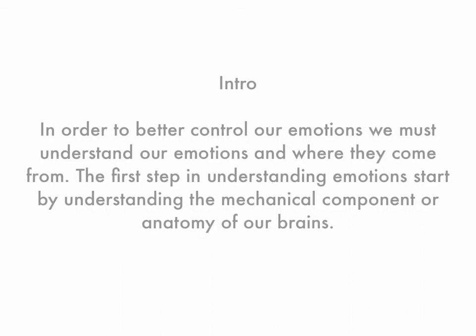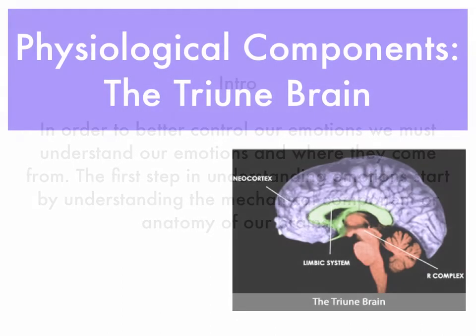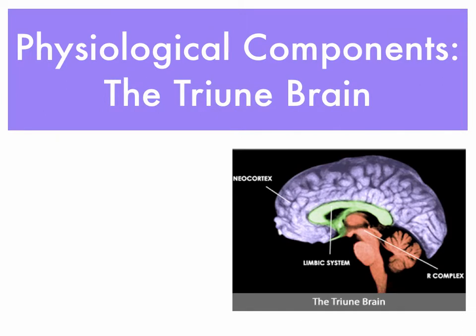In order to better control our emotions, we must understand our emotions and where they come from. The first step in understanding emotions starts by understanding the mechanical component, or anatomy, of our brains. Physiological components. The triune brain.